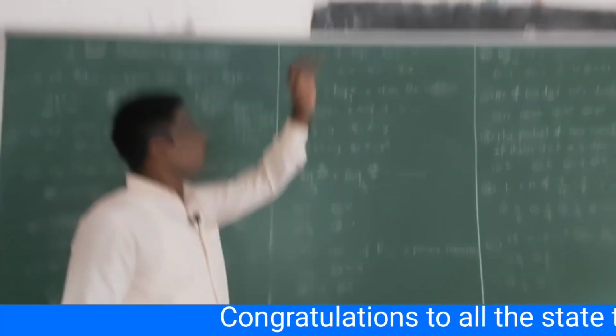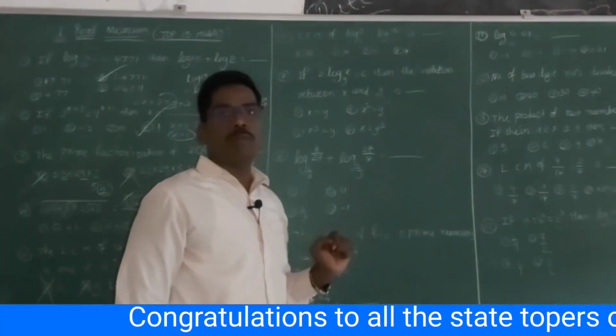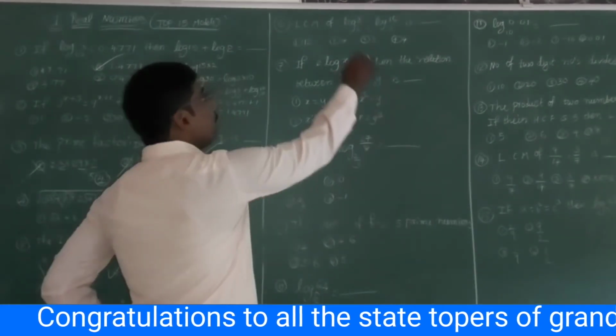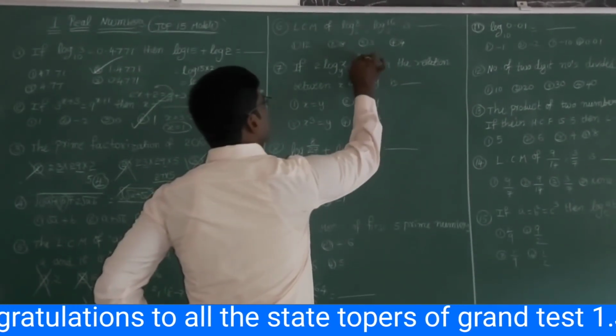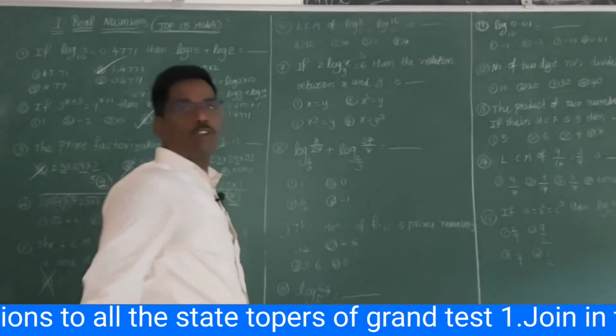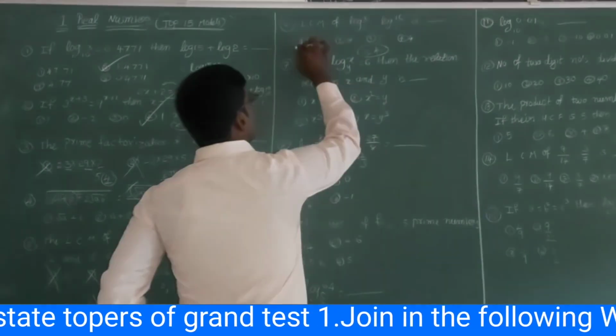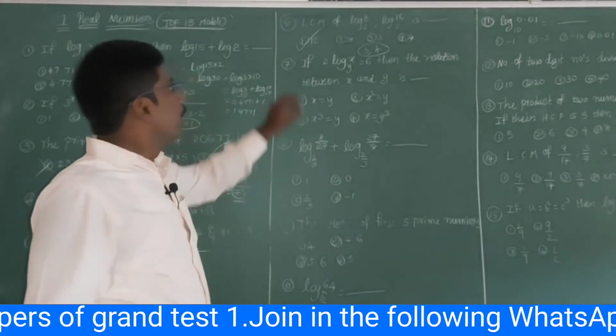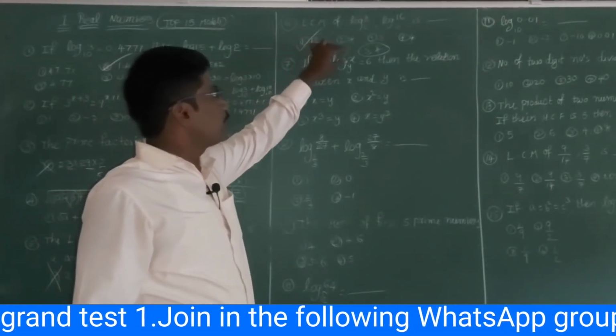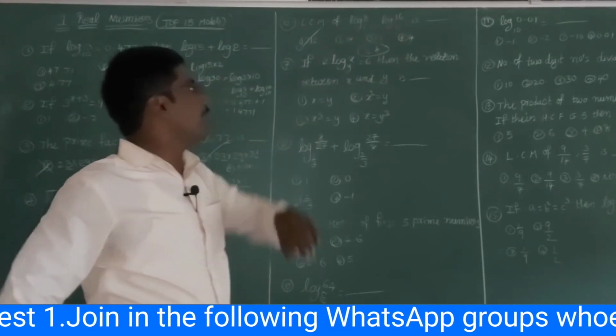Next, the LCM of log 8 base 2 and log 16 base 2 is, here log 8 base 2 means 2 cubed, so that is 3. Log 16 base 2 means 2 to the power of 4, that is 4. So the LCM of 3 and 4 is 12. So option 1. If 2 into log x base y is equal to 6, then the relation between x and y.